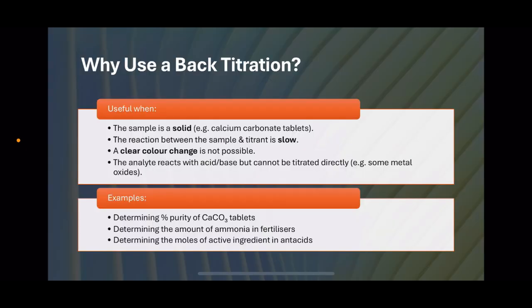So why do we use a back titration? Why do we do this? Because chemistry basically refuses to be simple. Sometimes a sample is a really chunky piece of solid. And sometimes the reaction is so slow you can age about 5 years waiting for the endpoint. Or my favourite reason is that the indicator just doesn't want to work with the reaction. So back titrations aid us in analysing things such as calcium carbonate tablets, fertilizers, ammonia, and antacids. Basically anything that doesn't want to do the acid-base titration.